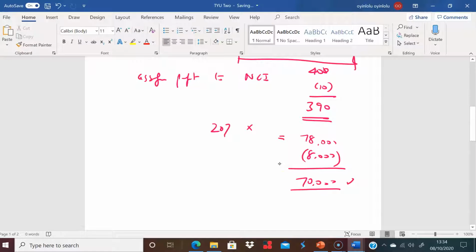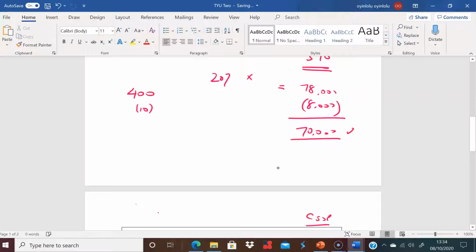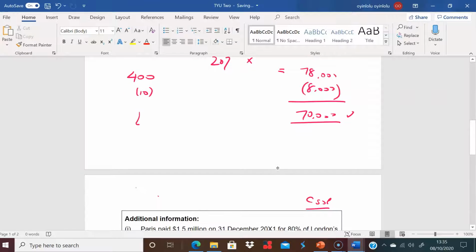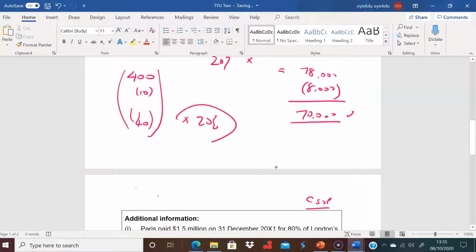I could have just said 400 minus 10 minus 40, and then taken off and then done 20%, right? I could have done all of this together as a whole. It doesn't really matter. But this is from a mathy point of view.